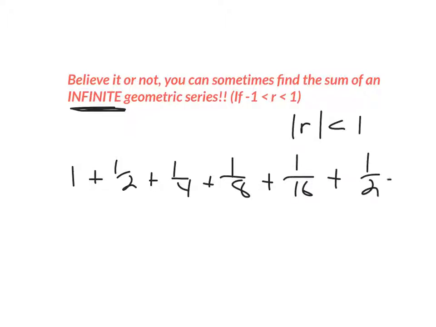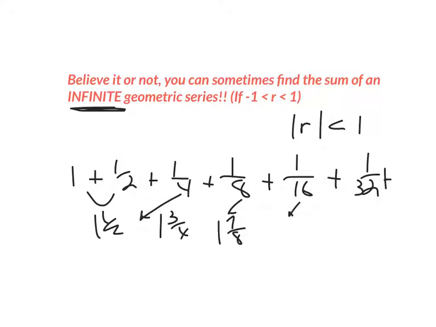sequence or series because I'm adding. This should be 32, and it keeps on going forever. Here's what happens. When I add these first two, I get 1.5. If I throw the 1/4 into it, I get 1 3/4. If I add that up, I get 1 7/8. You can see a pattern here, 1 15/16. This one, 1 31/32. And I keep on doing that forever.